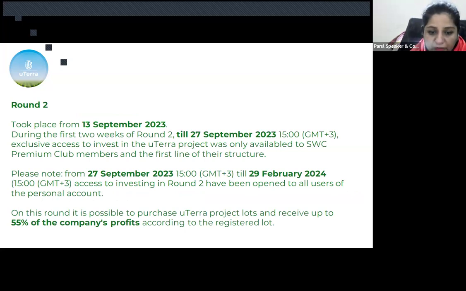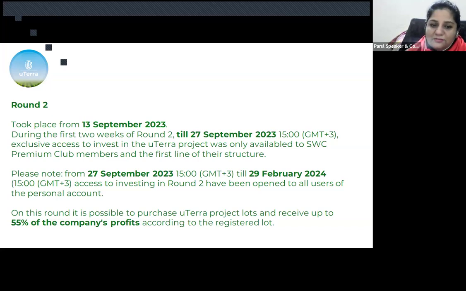And what is the benefit? On this round, it is possible to purchase uTerra project lots and receive up to 55% of the company's profit according to the registered lots. So if you buy packages in round two, you will have 55% of the company's profit according to the package you have bought. In the first round, it was 60, which was only for the curator. In round two, which is still going on, it is 55.